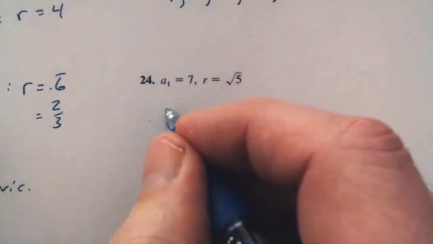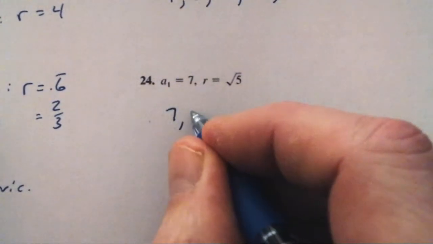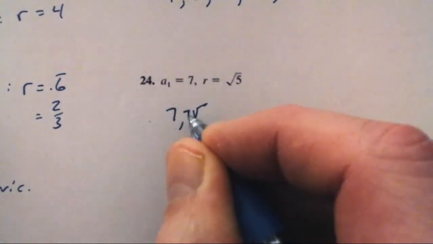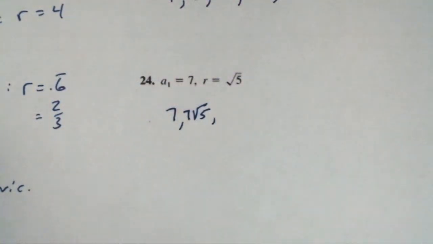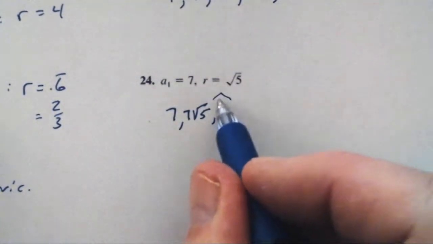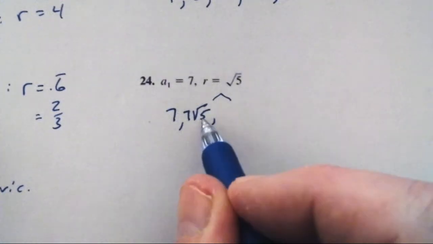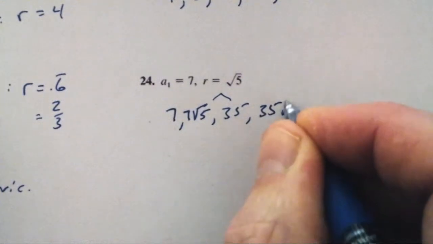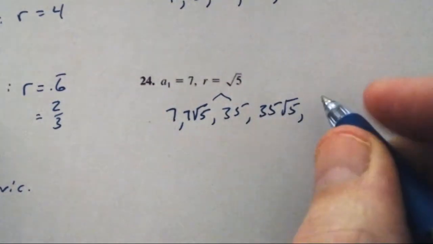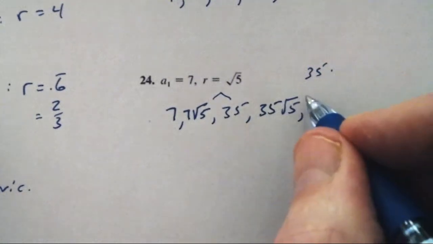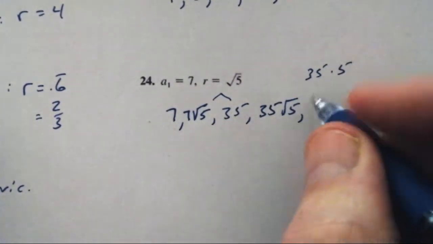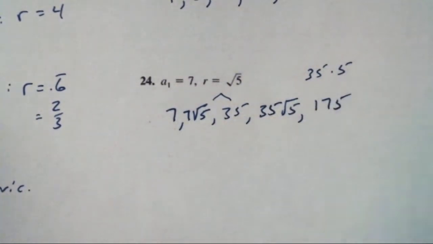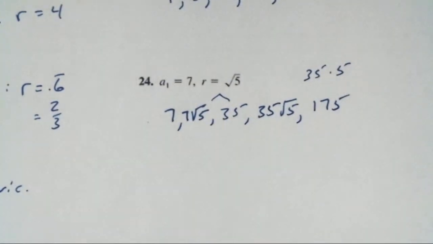For 24, we start with 7. We multiply by square root of 5. So I get 7 times square root of 5. And then we multiply by square root of 5 again. Square root of 5 times square root of 5 is 5, 5 times 7, 35. 35 times square root of 5. And one more time here, we'd end up with 35 times square root of 5 times square root of 5, 5, or 175. Pretty easy compared to some material we've been covering in this class.